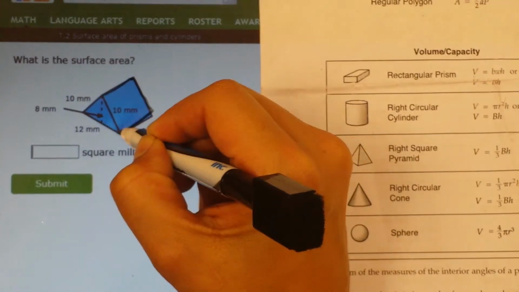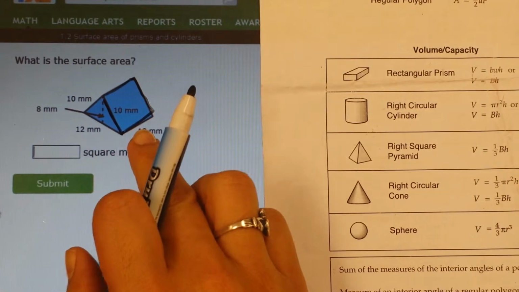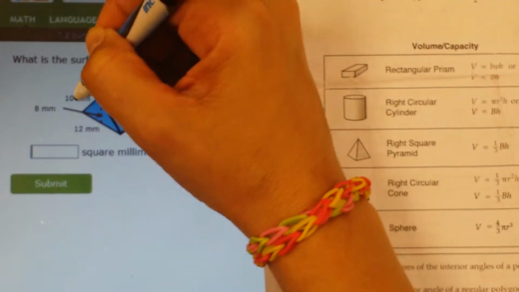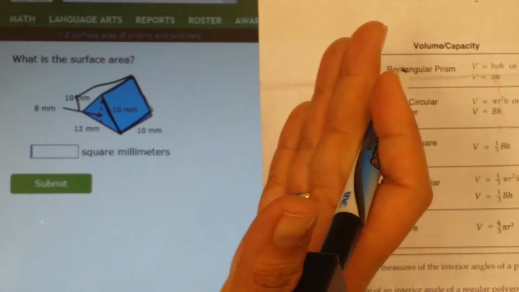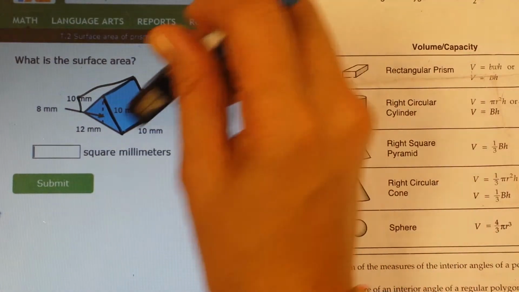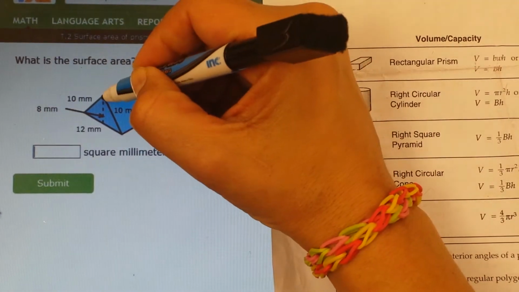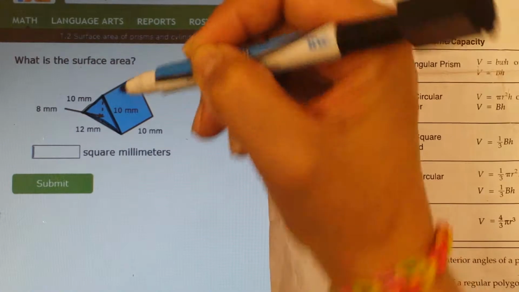Let's say I said that this is the base. If I'm trying to say that's the base, imagine that on the other side as well. Are those opposite each other? No, they're right next to each other, so that cannot be the base. Okay, well, let me try this right here. Let's say this is the base.